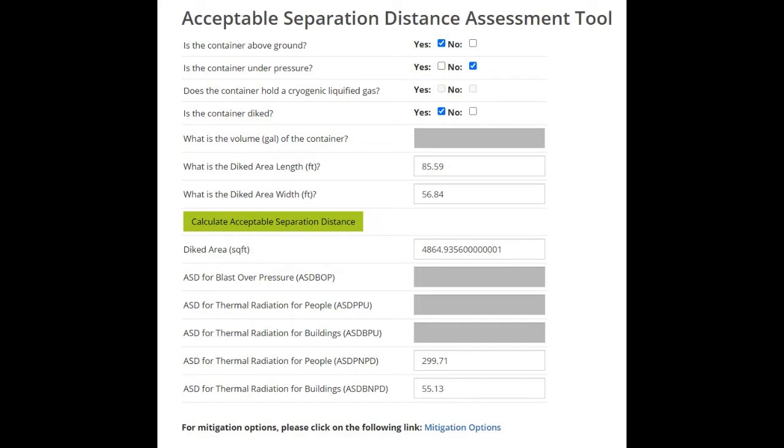The calculator shows that the diked area is 4,864.94 square feet. The acceptable separation distance for blast overpressure is not shown because the tank is not under pressure. The acceptable separation distance for people in outside congregation areas is 299.71 feet, while the separation distance for buildings is 55.13 feet.